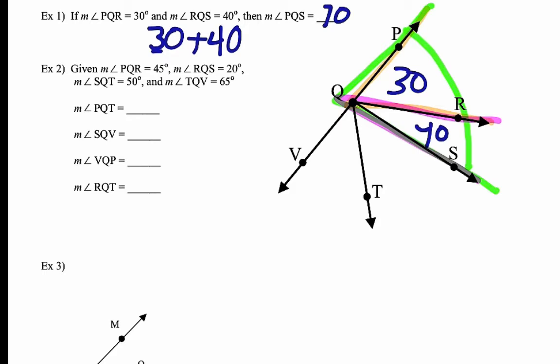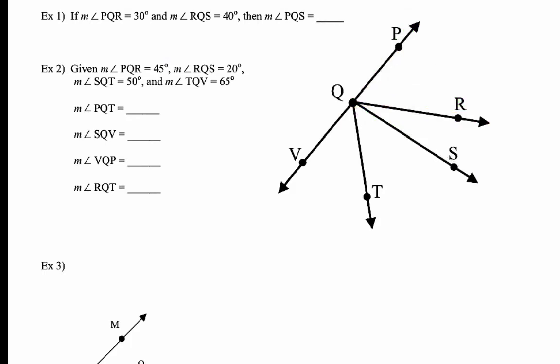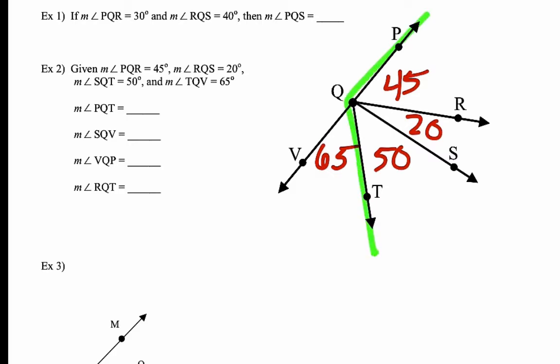Example number 2, same idea. Understand that I'll use the same picture for things, so you need to erase all the markings from example number 1 and start fresh with example number 2 with the given information. So we are given that PQR is 45 degrees, RQS is 20, SQT is 50, and TQV is 65 degrees. What I like to do now is just trace the angle I'm looking at. I'm looking for the measure of angle PQT. Well, that angle has 45, 20, and 50 all inside of that angle, so those three pieces will add together to equal the larger angle, which adds up to 115 degrees.